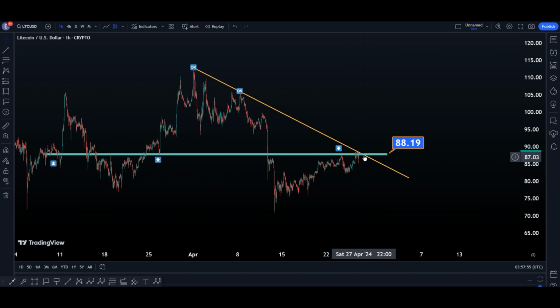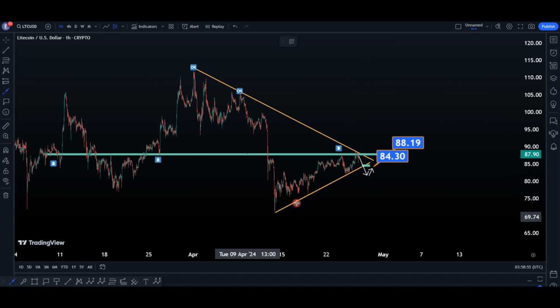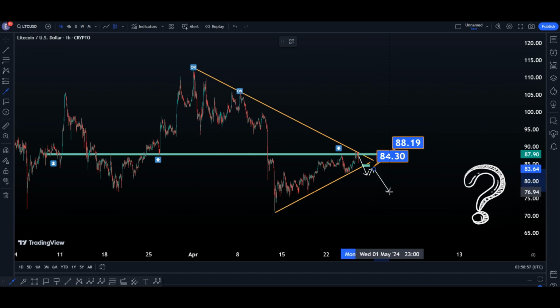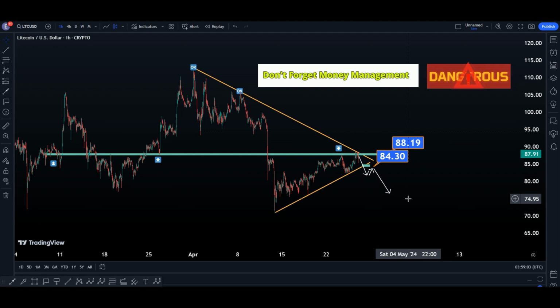If market can't break this resistance here in next hours or next days, probably we have a bearish trend until here. And if this bullish trend line here break, probably we have a sharp bearish trend. So be careful about money management. Don't forget money management.